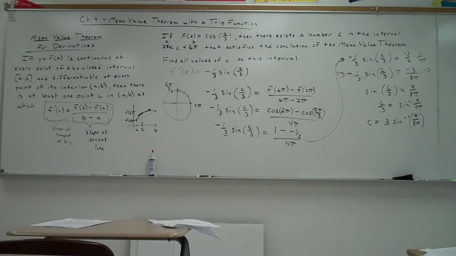Type that in the calculator. So 3 times inverse sine of 9 divided by, you're going to put the 8 pi in parentheses, otherwise it won't know that the 8 and the pi are both in the denominator. And we get c equals 1.099 if we round it.